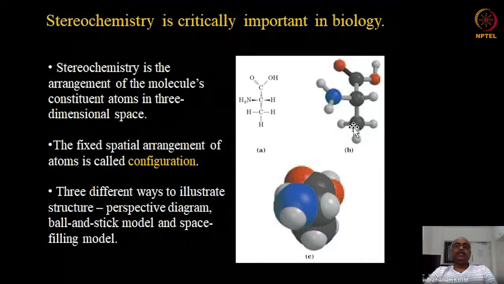But when you go to the ball and stick model, you get an idea of the length of the bond. For example, the bond length between this atom and this atom is indicated by the length of the line. And you have the angle also visible, like the bond angle between this and this. And then in the space filling model, the actual space occupied by each atom, which is determined by its van der Waals radius, is the basis for this diagram.